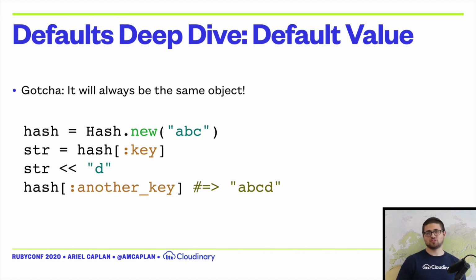We then modify that string. We add on the letter D to the end of the string. And what's going to happen is now when we ask the hash for another key, we can see the original default value object has been modified. So be really careful when you use default values. The best thing to do is to use something like a symbol or a numeric type, which cannot be changed. If that's not relevant, then maybe consider freezing the string, or maybe a hash or an array or whatever it is that you're using that can be changed. Freeze it when you put it in to avoid bugs down the line, because those are very hard to track down, I can guarantee you that.